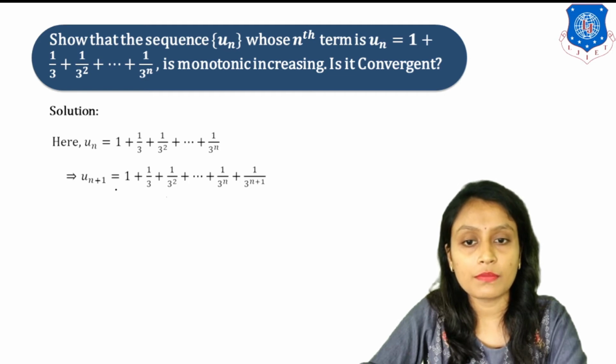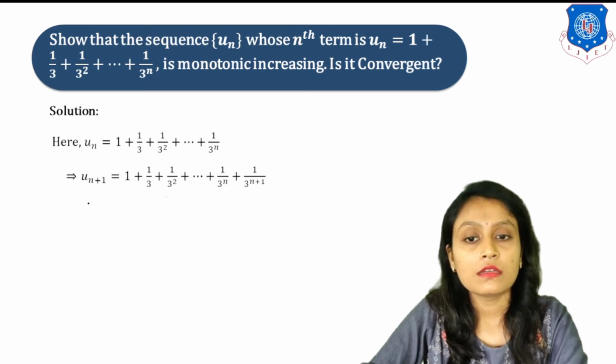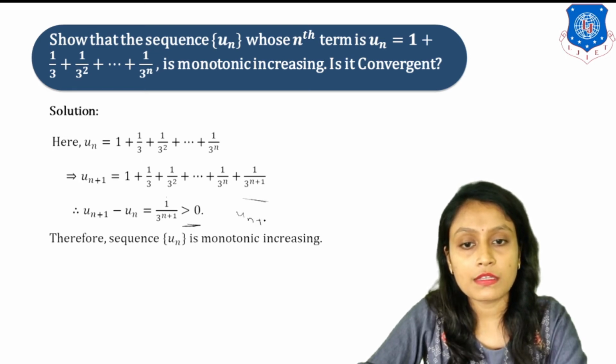Now we will find un plus 1. So it is 1 plus 1 upon 3 plus 1 upon 3 square, and so on, plus 1 upon 3 raised to n, plus the n plus 1th term, that is 1 upon 3 raised to n plus 1. Now we will find un plus 1 minus un. If you subtract these two, what remains is 1 upon 3 raised to n plus 1, which is greater than 0. So un plus 1 is greater than un. So the n plus 1th term is greater than the nth term. Therefore, this sequence is increasing.